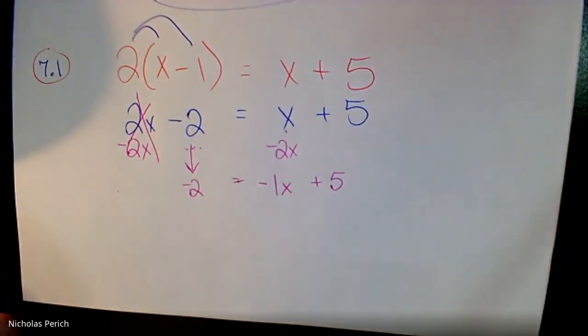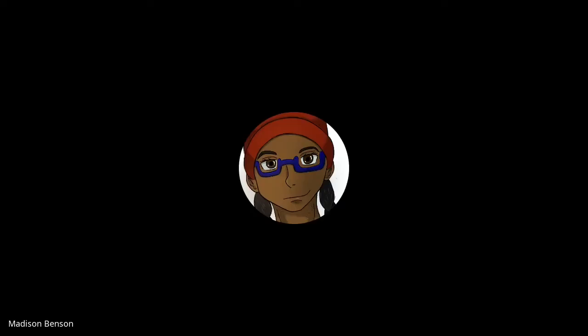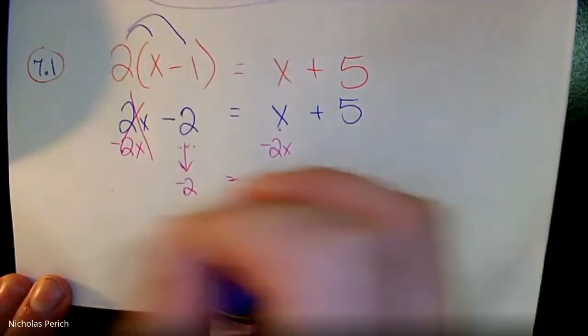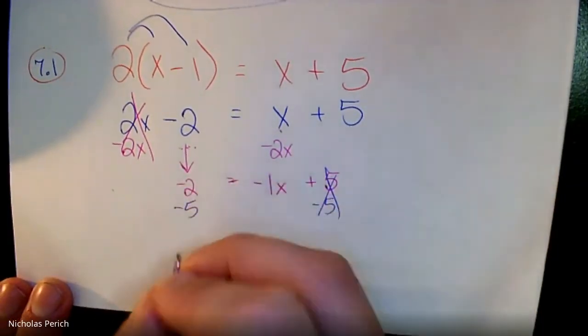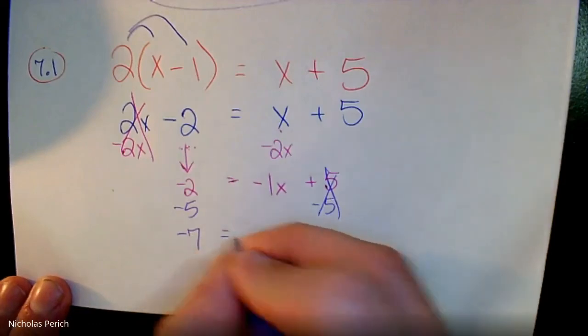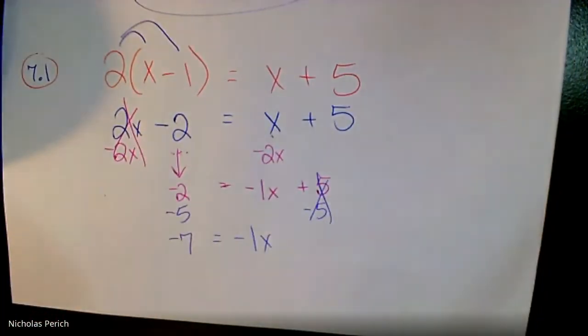Now this is what we're doing now. We're forced into this mess. Now we have to do it. What do I do to both sides? You can either unmute yourselves or you can type it in. What do I do to both sides? -5. -5, baby. -2 minus 5 is -7. And that equals -1x. Is x all by itself? No. What's in the way?